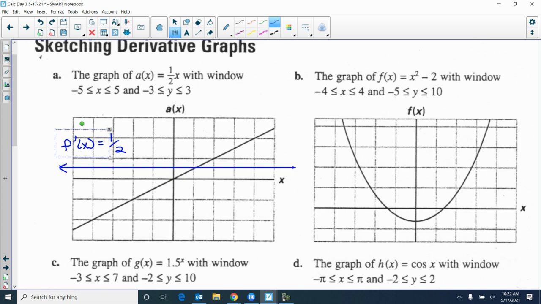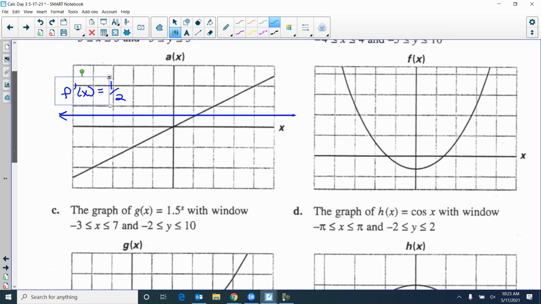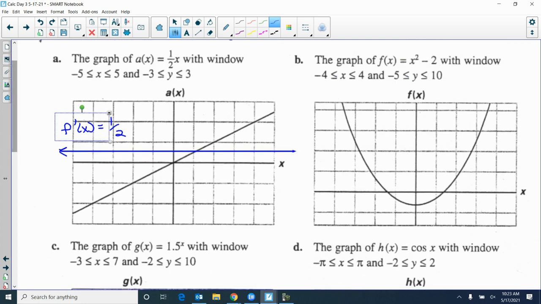All right, now the others we're going to estimate. There's some key points you have to hit, but other things don't have to be exact. The graph of x squared minus 2 looks like this. What's its derivative going to look like? First thing you want to identify, is there a max or a min? Well, yes. What is the derivative at a max or min? What is the slope? 0. So that means that if I'm graphing the derivative, the derivative equals 0 at that minimum.